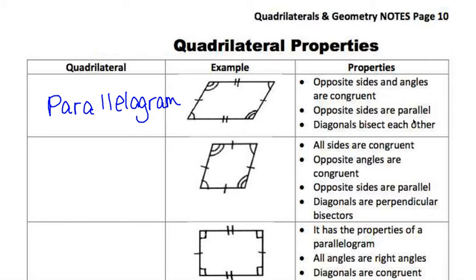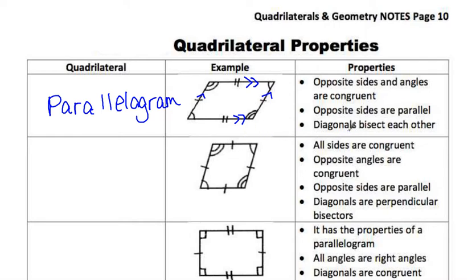Opposite sides are parallel, so the top and the bottom will run on forever if we were to extend the lines, and they would never intersect each other. Same thing with the left and the right side. And the way that you show that lines are parallel is with little arrows. So these two are parallel, and these two are parallel. So you draw little pointed arrows on the ends.